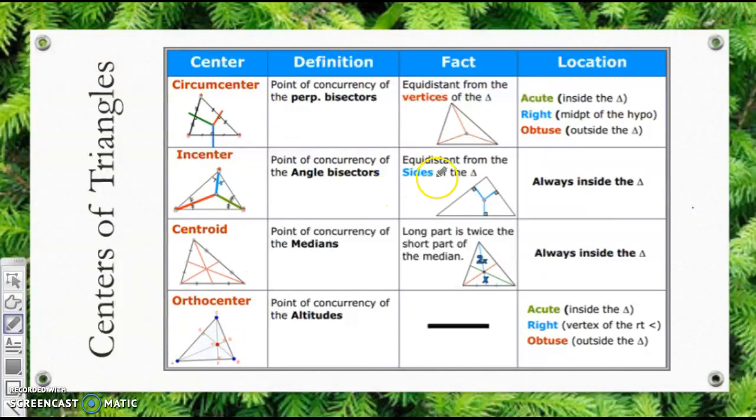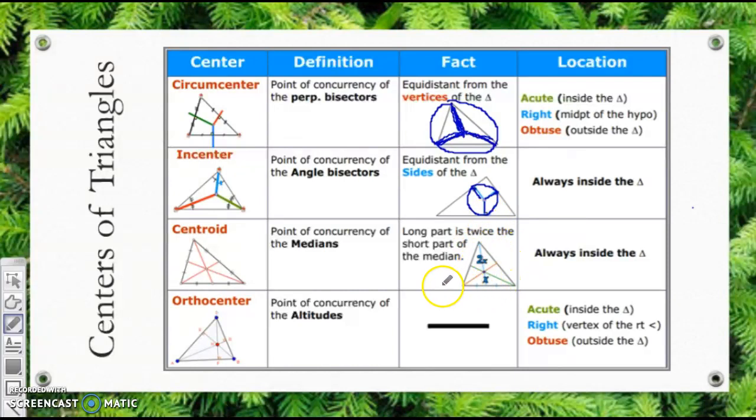And these are just some more facts that you might need to know. So it tells you where they're located, and it also tells you just an interesting fact. Remember, the circumcenter was the center of the circle around the outside of the triangle. So basically all three of these radii would be the same length. Same thing for the incenter. That was the circle inside, so all of the radii are the same length.